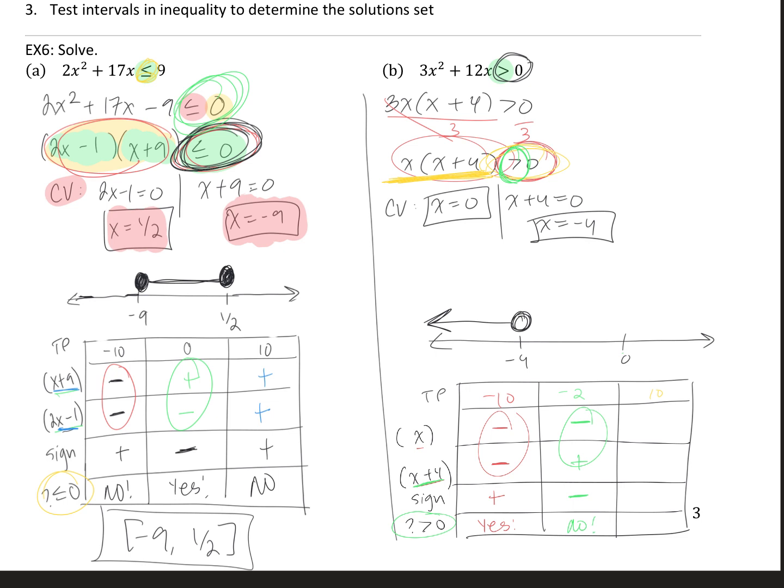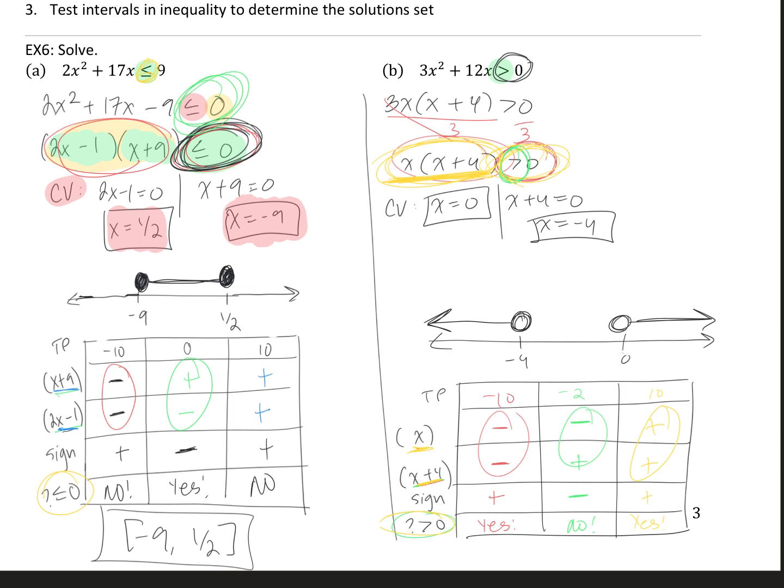And lastly, testing 10. Plugging it into there, positive number. Plugging it into here, positive number. I don't care what the number is. I just care about the sign for these problems, positive or negative. Multiplying those two together, that'll be a positive. Is that greater than 0? The answer is yes. So because it's greater than 0, it'll be part of my solution.